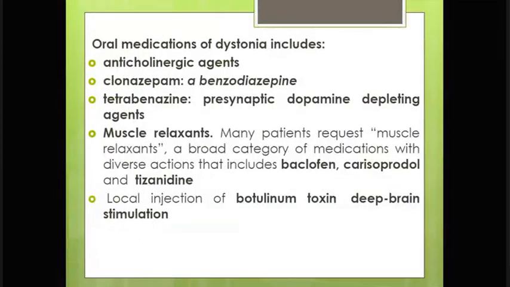The oral medications for dystonia include anticholinergics, benzodiazepines like clonazepam, tetrabenazine, the drug used in Korea, which can be used in dystonia as a presynaptic dopamine depleting agent, and muscle relaxants like baclofen, but these muscle relaxants are usually used as add-on with other treatments. Local injection of botulinum toxin is usually used in focal and sometimes in segmental dystonia.